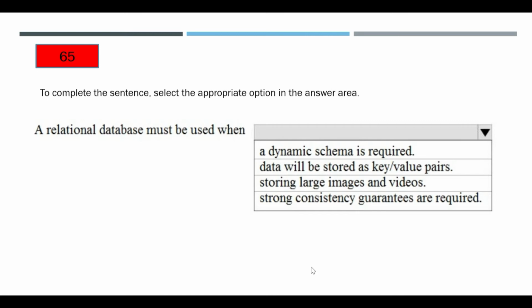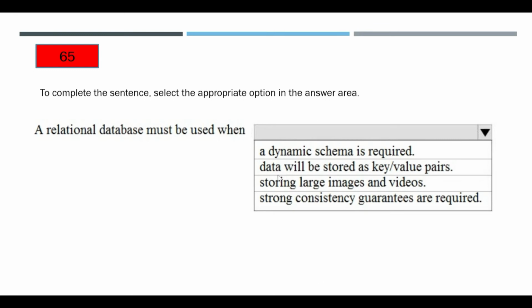So the question is asking, when should a relational database be used? Let's scan the options. The first option is that a dynamic schema is required. This is a property of a NoSQL database because the schema is not defined. It has a dynamic schema. So this is not a property of a relational database, and so we'll skip this.